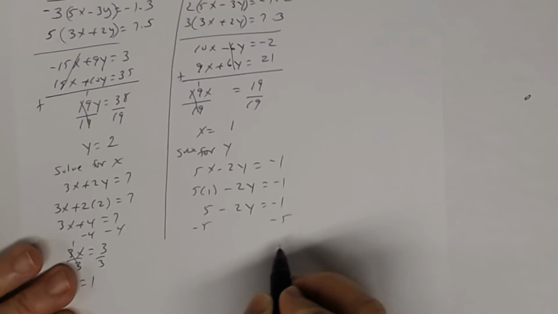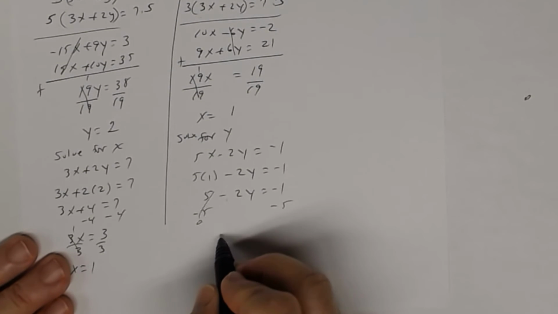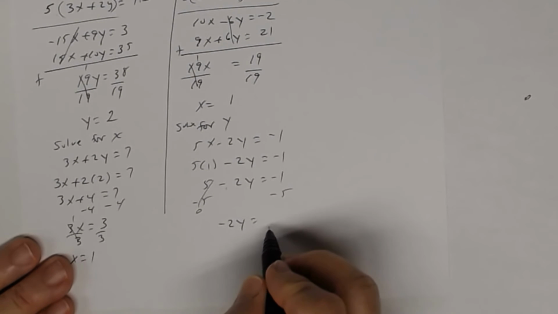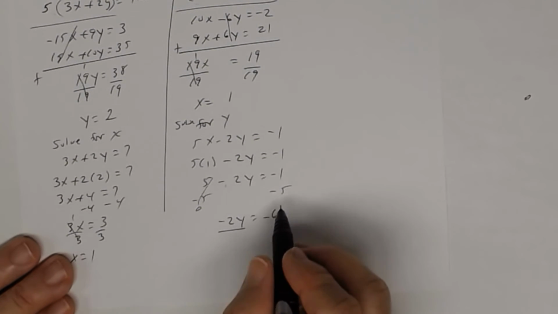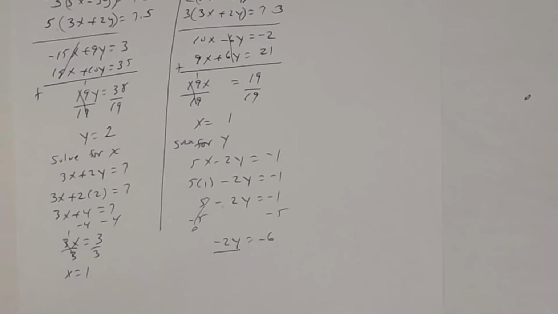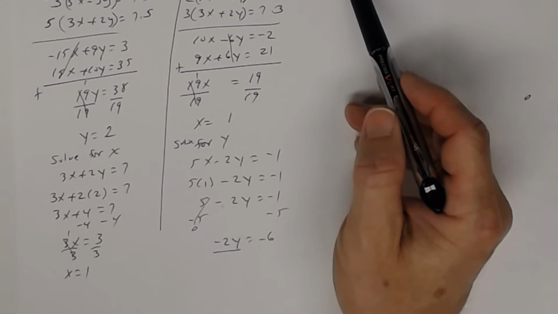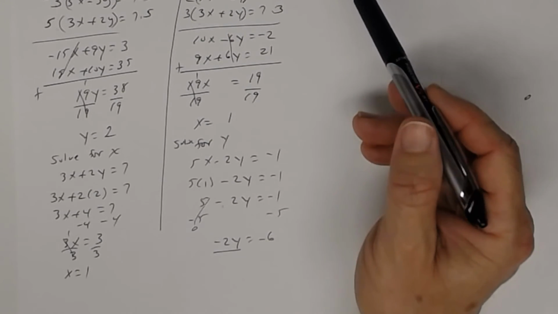Subtracting 5 from both sides, 5 minus 5 is 0. So I get negative 2y. Be careful, that's negative 2y equals a negative 1 and a negative 5 is a negative 6. Dividing both sides by, I made a mistake. Let me see where that mistake is.